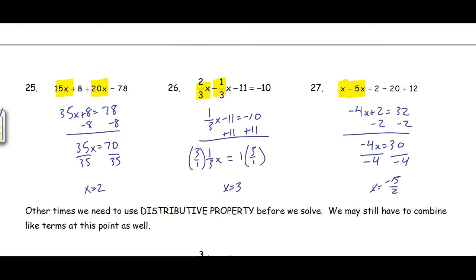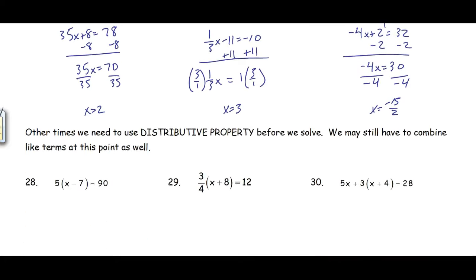All right, now let's take a look here. 25, x equals 2; 26, x equals 3; 27, x equals negative 15 over 2. So 27, we saw something different here. On both sides of the equation, you had some like terms, something we hadn't had in the past. 20 and 12 are like terms over here, so you've got to combine those. You're not combining the 2 because it is on the opposite side of the equal sign. So that gets carried down, but the 20 plus 12 needs to be combined.